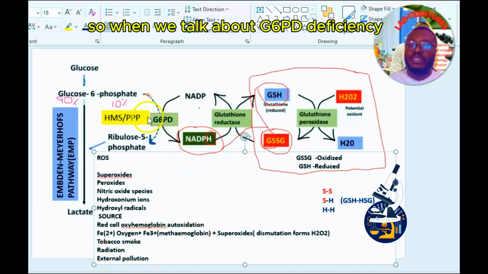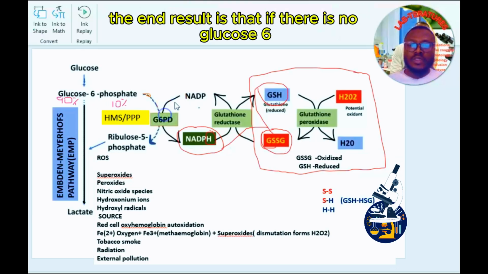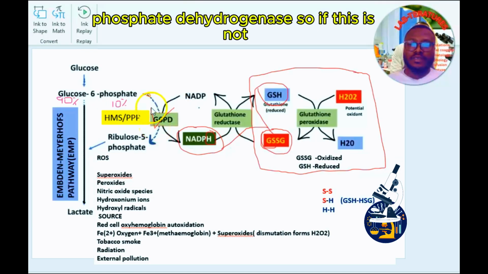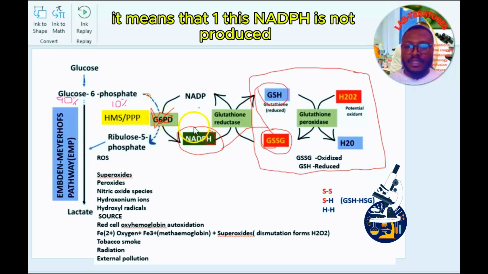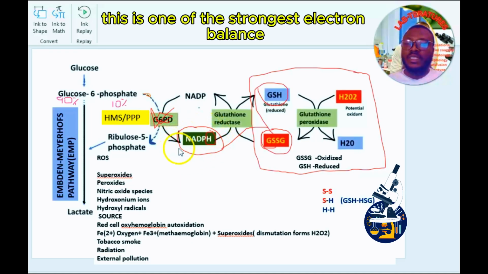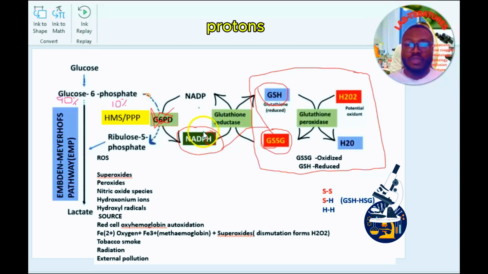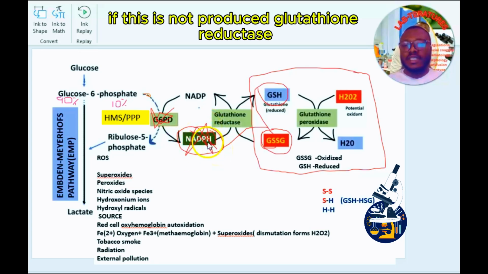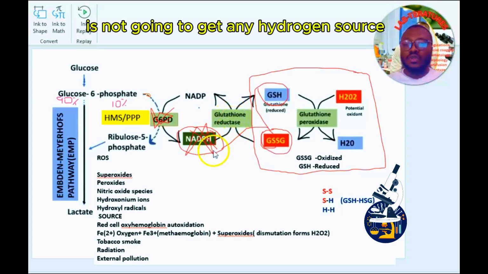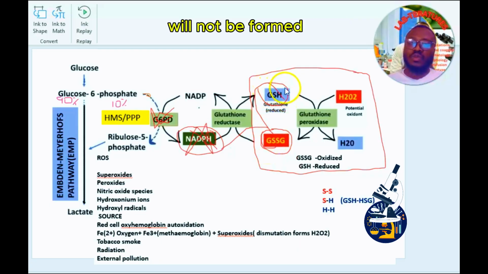So that's tobacco smoke, radiation, and some external pollutions can also create reactive oxygen species. So when we talk about G6PD deficiency, the end result is that if there is no glucose 6-phosphate dehydrogenase, it means that NADPH is not produced. This is one of the strongest electron balances in the biological system to receive electron transfer protons and all that. It means that this will not be produced. Good. If this is not produced, glutathione reductase is not going to get any hydrogen source to transfer to the oxidized glutathione, which means that the reduced glutathione will not be formed.